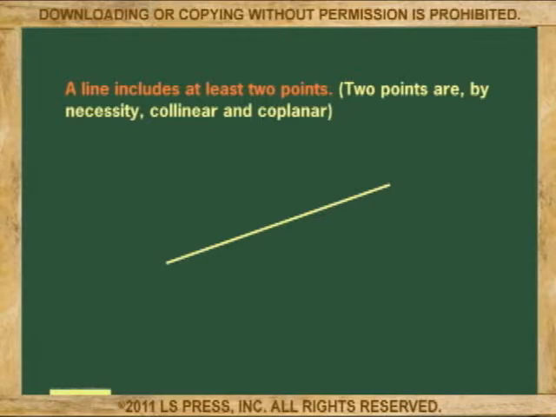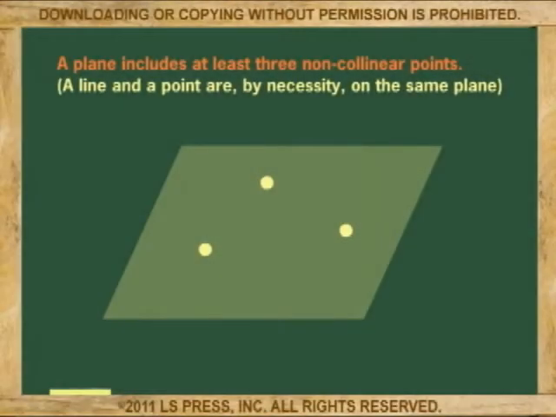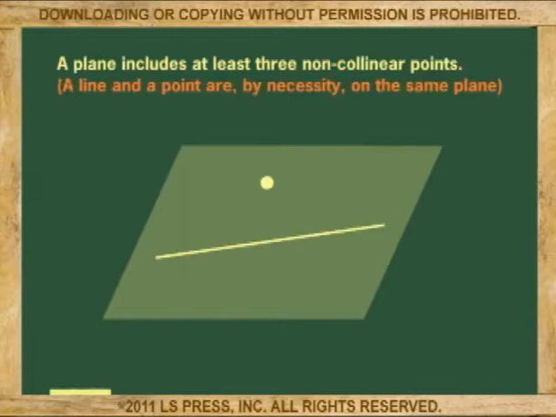A line includes at least 2 points. 2 points are, by necessity, collinear and coplanar. A plane includes at least 3 non-collinear points. A line and a point are, by necessity, on the same plane.